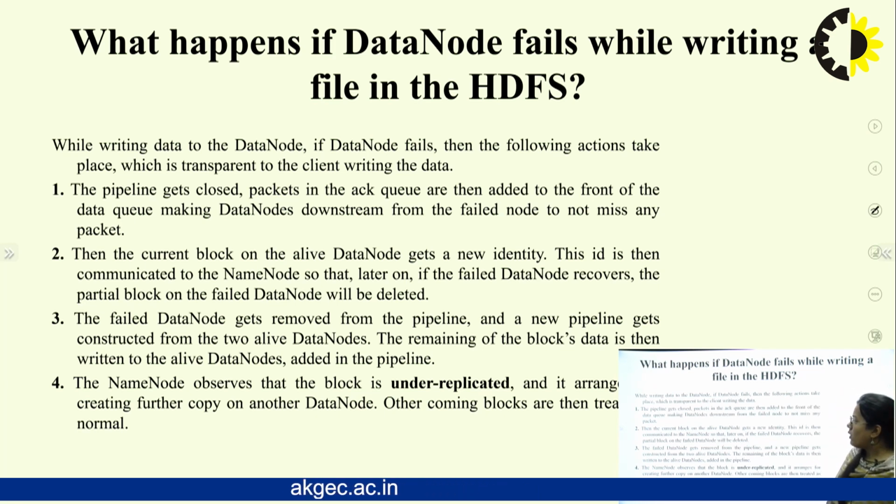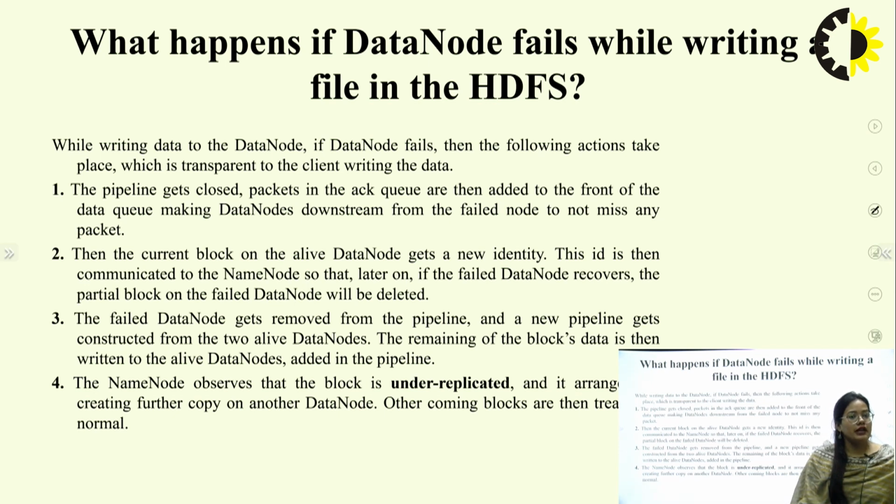Then the current block on the alive data nodes gets a new identity. This identity is then communicated to the NameNode, so that later on, if the failed data node recovers, the partial block on the failed data node will be deleted. Third, the failed data node gets removed from the pipeline and a new pipeline gets constructed from the 2 alive data nodes.